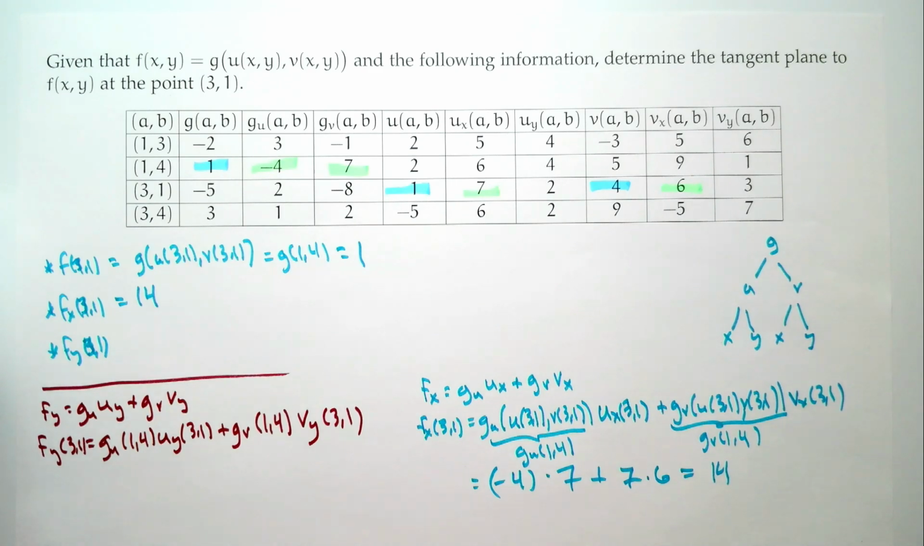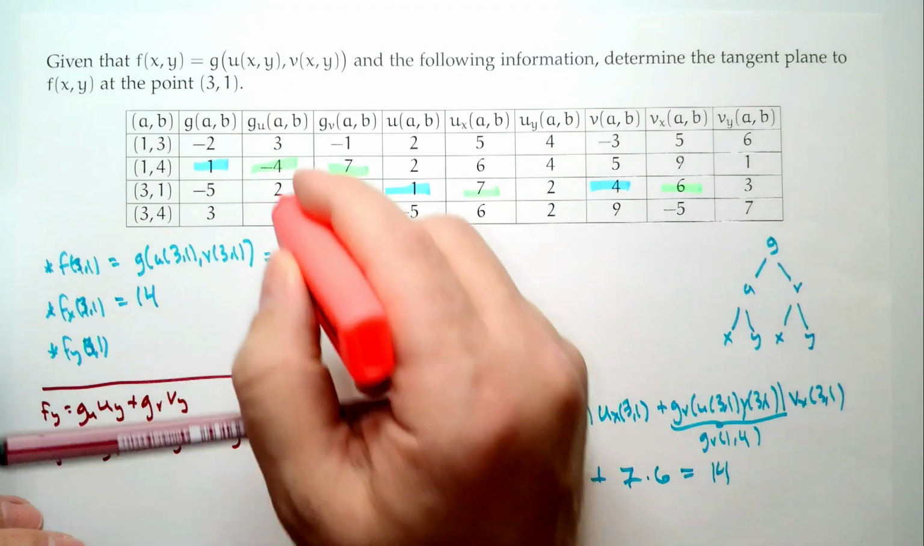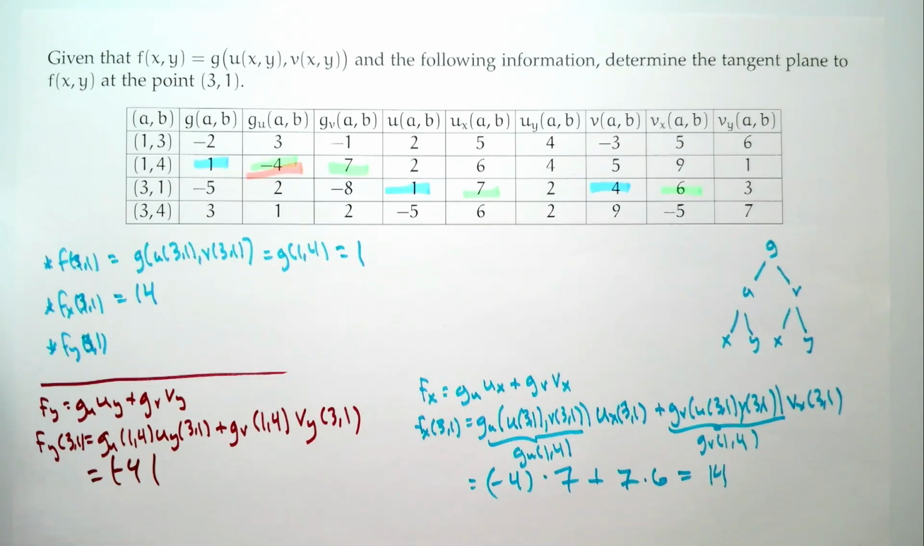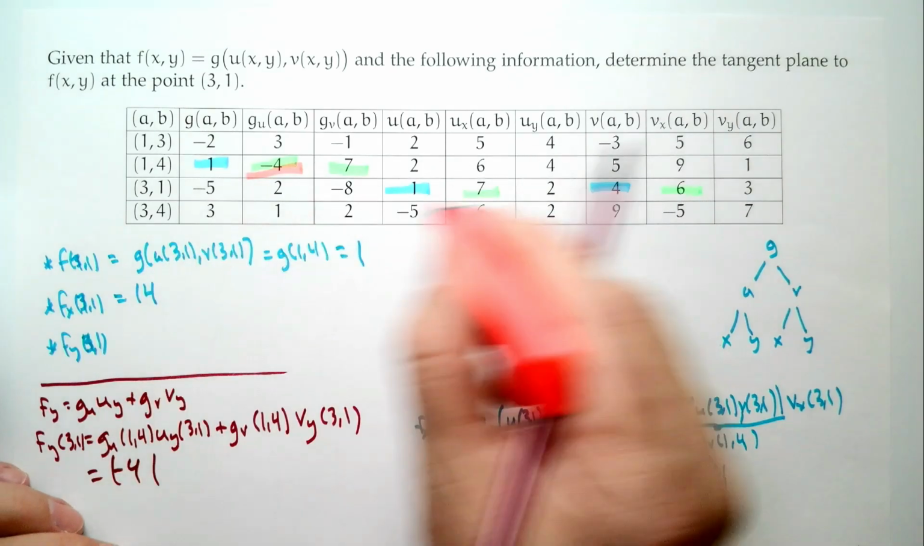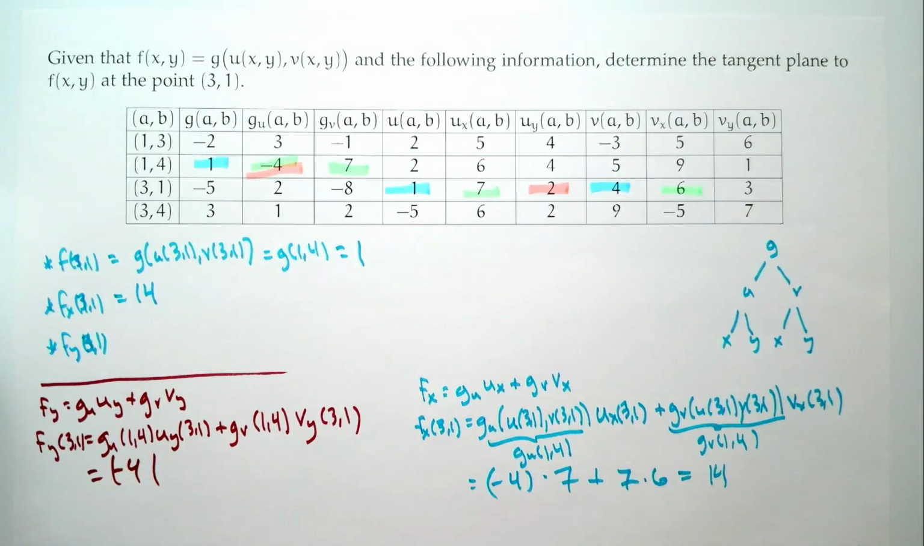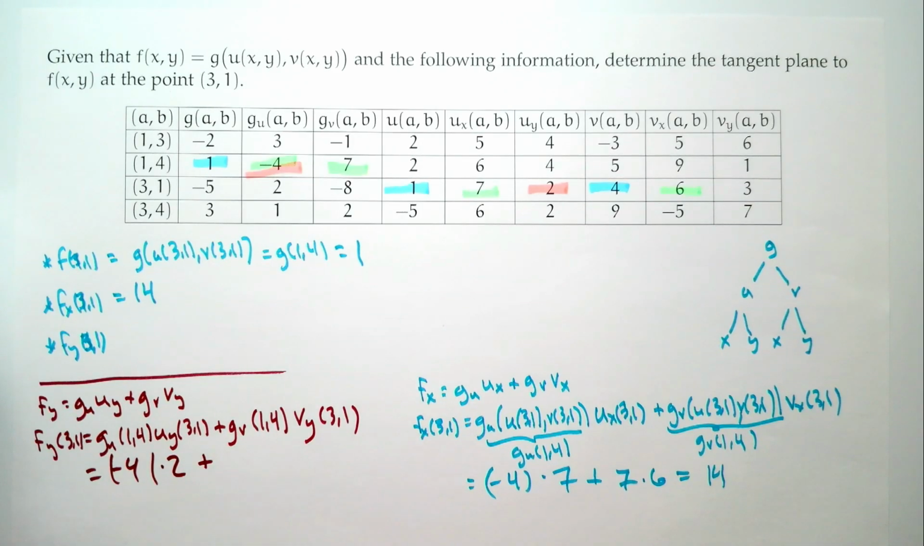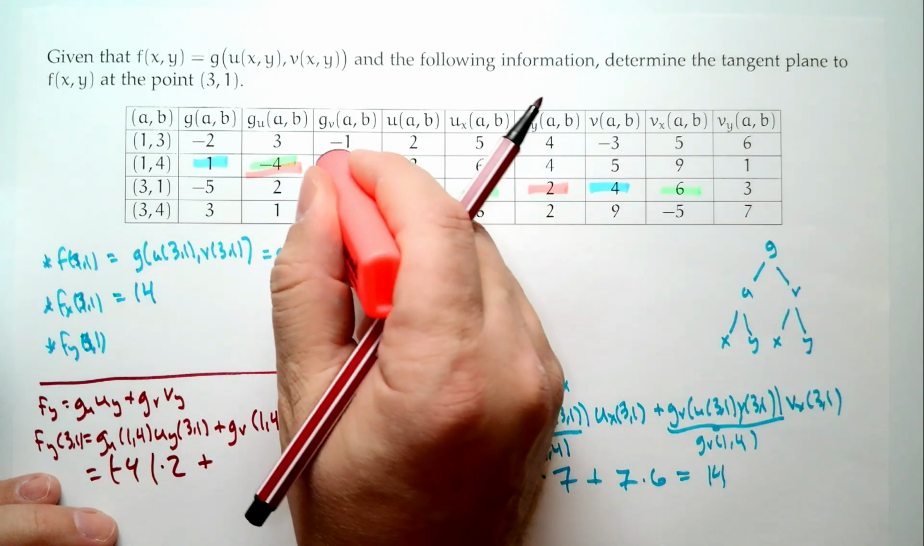Now, what do we get? Well, what is g sub u at 1, 4? The good news is it hasn't changed much since the last time we looked. It's right there. So it's still negative 4. What about u sub y at 3, 1? Well, we scan u sub y at 3, 1. That's 2. So times 2 plus g sub v at 1, 4. So still the same, still 7.